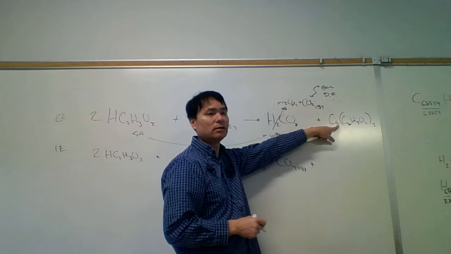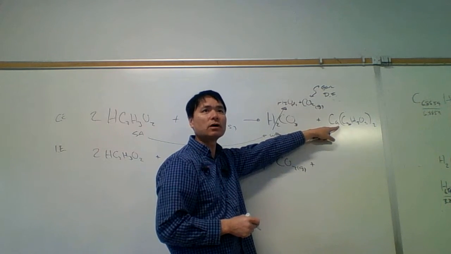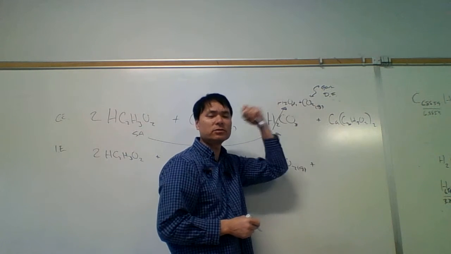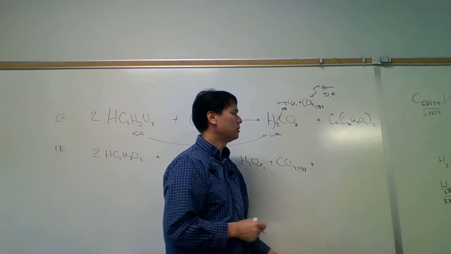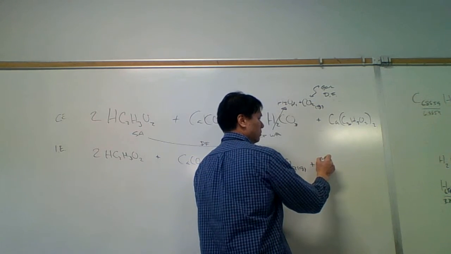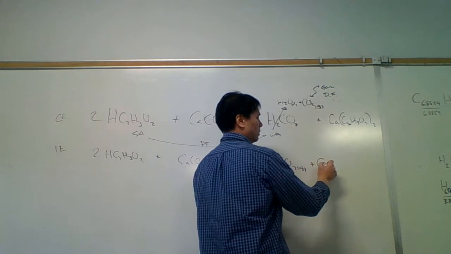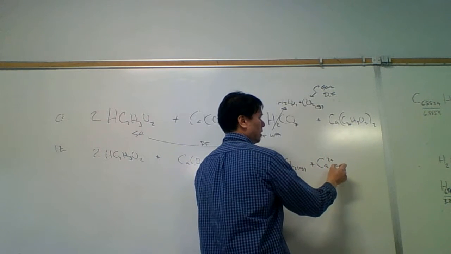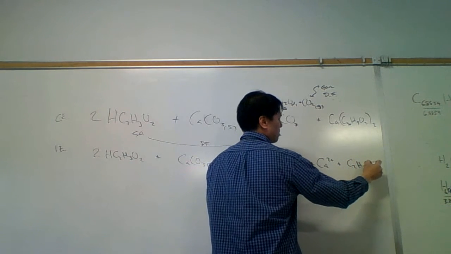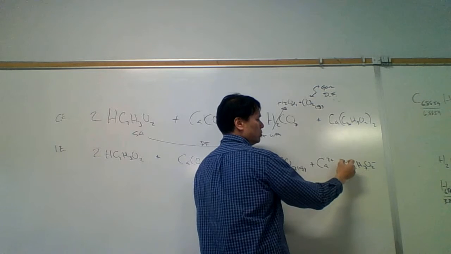Calcium acetate. Strong acid? No. Strong base? No. Soluble salt? Yes. Acetates are all soluble. Therefore, we split it apart into what? Calcium ions and acetate ions. For every calcium ion, we need 2 acetate ions.